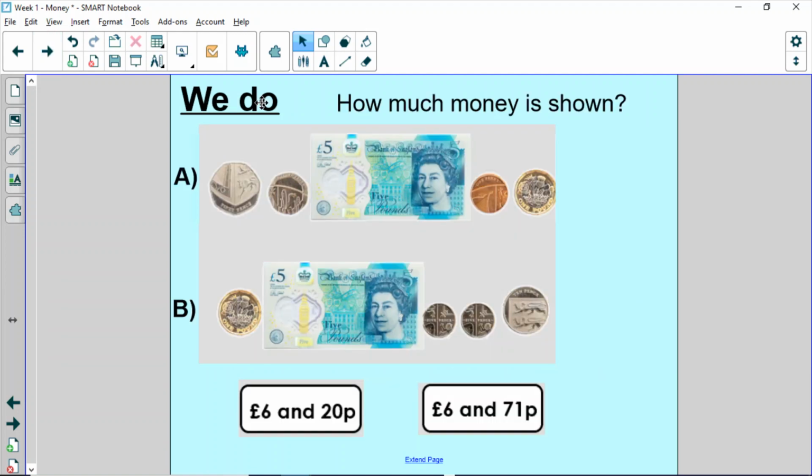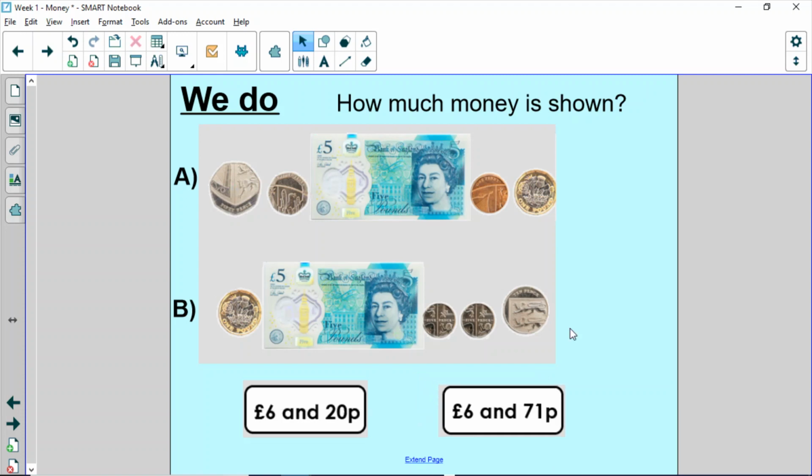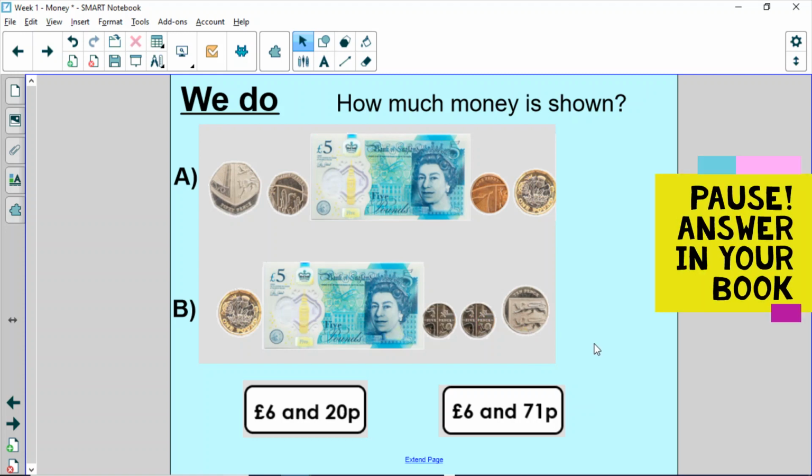Now, let's see if you can do a question in your book. It's a we do question. It says, how much money is shown? You've got A and B here, year 4, and what I would like you to do is write it in your maths books now. You don't need to draw the money, but just think, what is the £5 at the £1 here, and then your three pence coins here. It should give you either £6 and 20p or £6 and 71p. Then do exactly the same for B, and you should have the other answer. So can you pause the video now and write this into your book, figuring what A and B are?